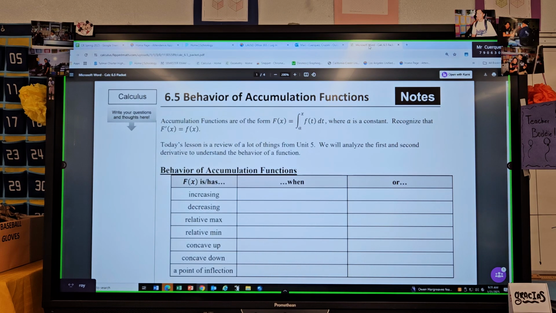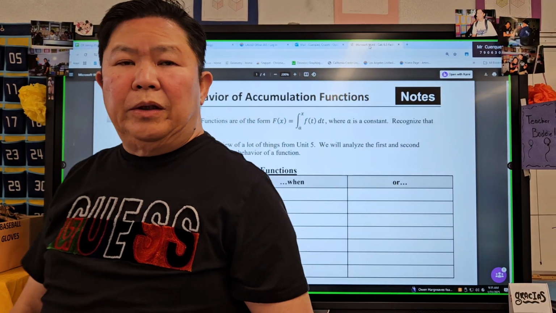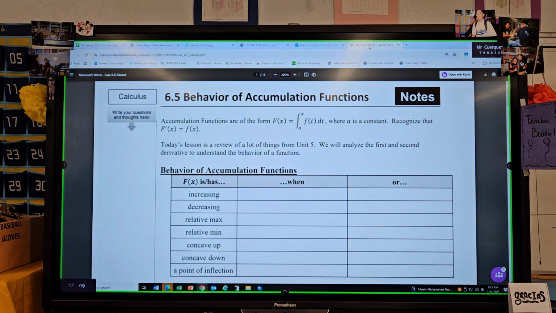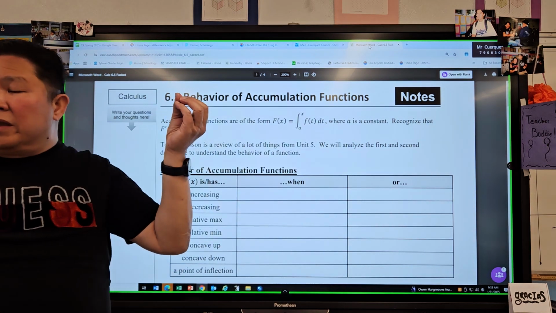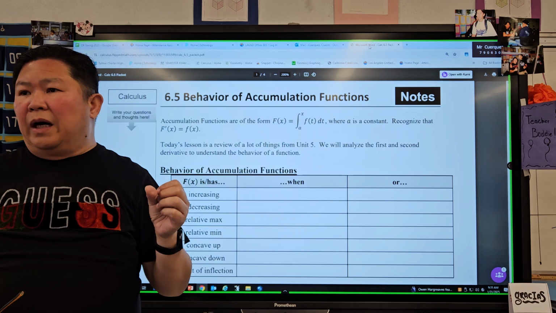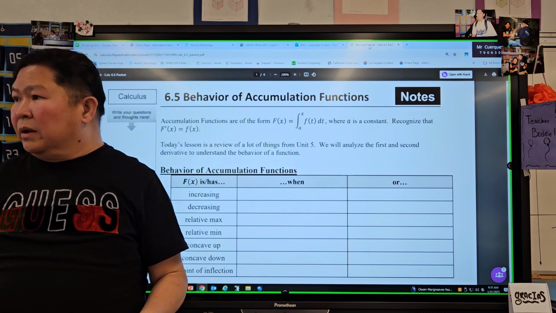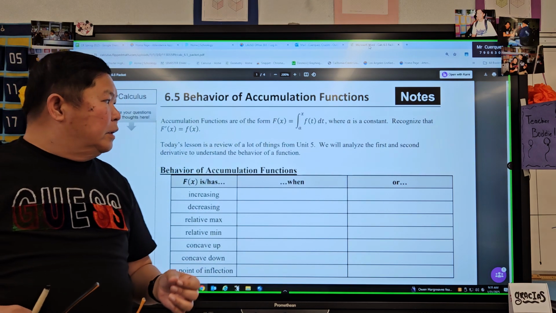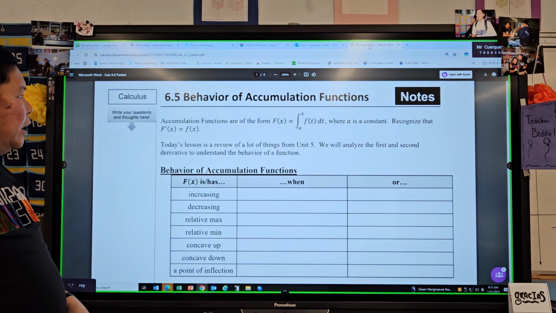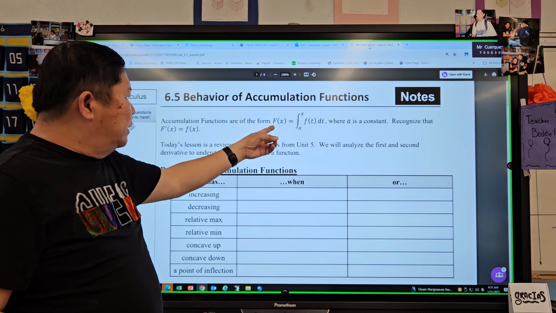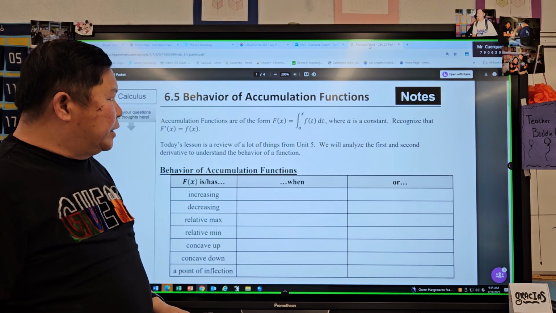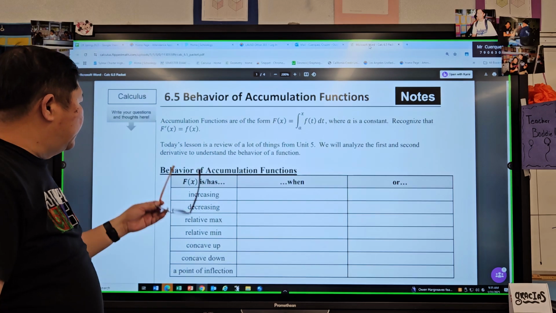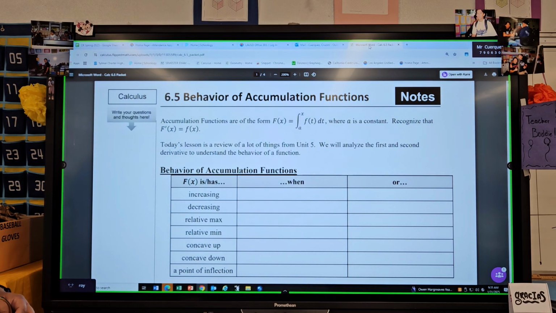So we are on lesson 6.5. It's all about behavior of accumulation functions. And yesterday's discussion was on F prime of x is equal to f of x. That means the derivative of the antiderivative goes back to the given function. Okay? So accumulation functions are of the form F of x is equal to the integral from a to x of f of t dt, where a is a constant. Recognize that F prime of x is equal to f of x.